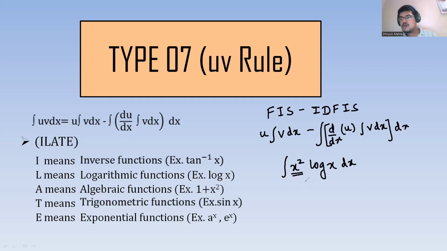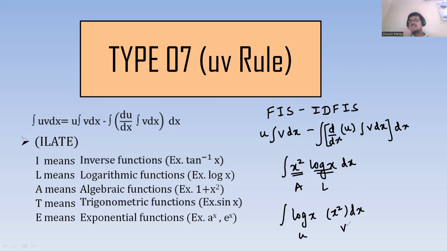So in this we'll take log x as u. x square is an algebraic function, log x is a log function, and in the sequence, L comes first. So we'll have to write this as log x into x square. So u is basically log x, v is x square, and then you can substitute everything. Are you guys following this?